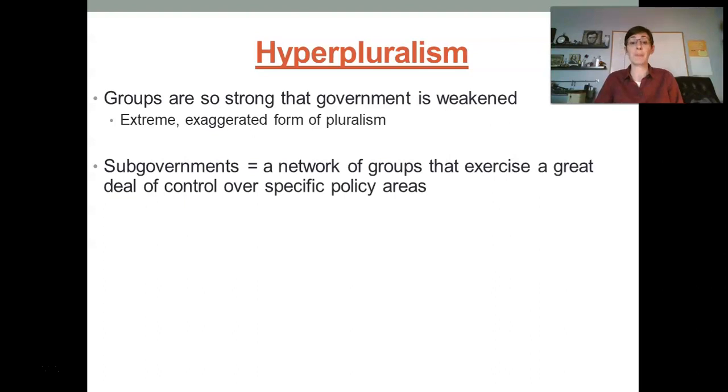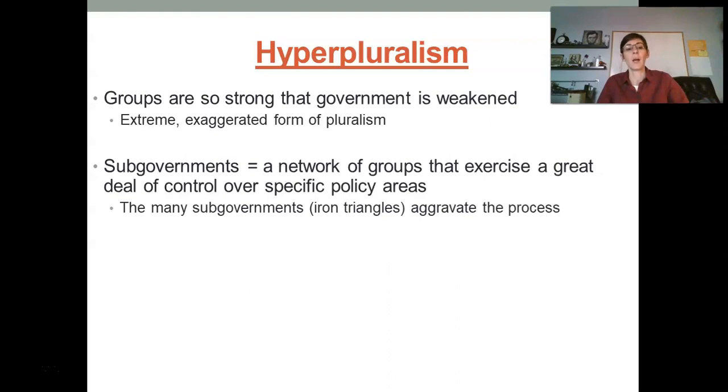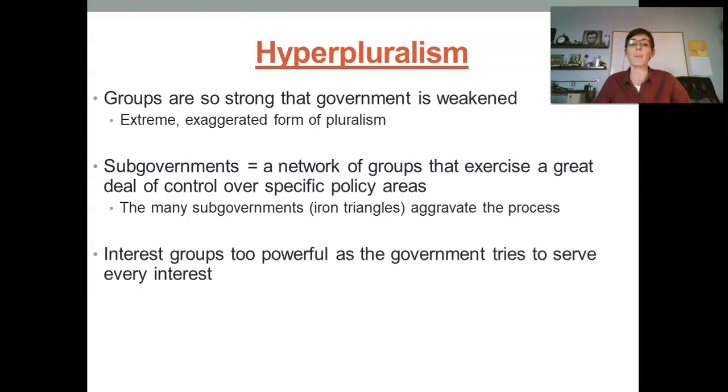Sub-governments are formed, which is basically a network of groups that exercise such control over specific policy areas that government at large really can't do anything to stop them. These many sub-governments, like I said, iron triangles, aggravate the process. They make this process more difficult to subvert. It becomes more entrenched because of those iron triangles.